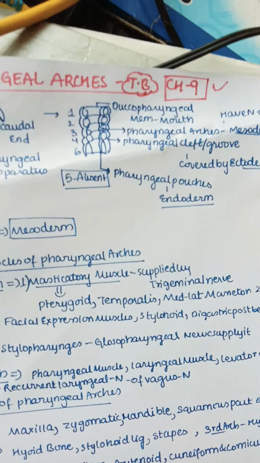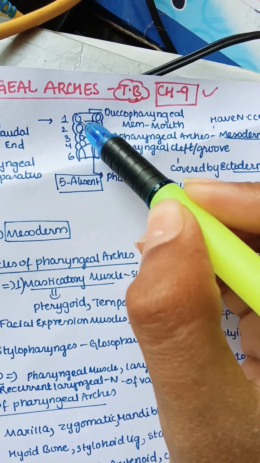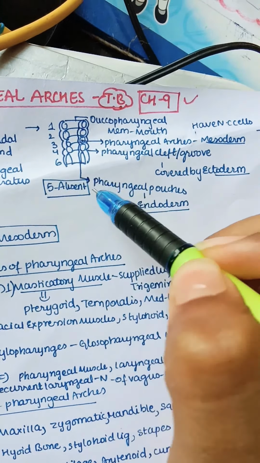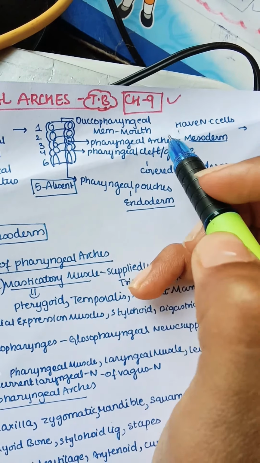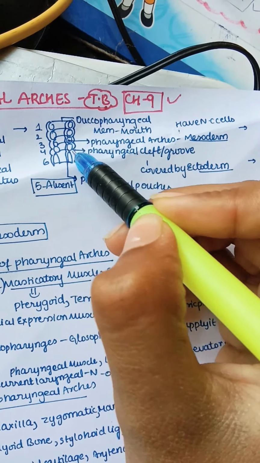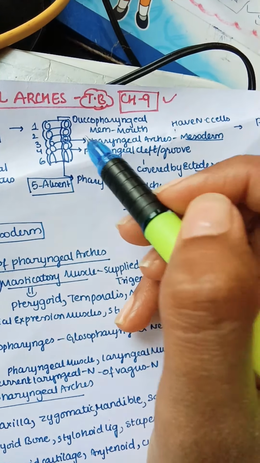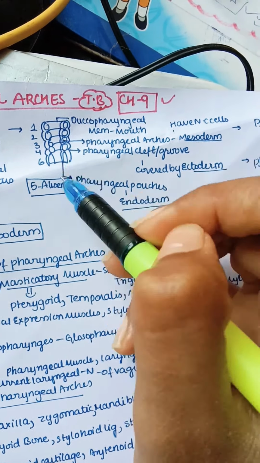First, this outer layer you can see is the ectoderm, this one is the mesoderm, and this inner lining is the endoderm. The ectodermal one is known as the pharyngeal cleft or groove, the mesodermal one is called the pharyngeal arches, and the inner endodermal one is called the pharyngeal pouch. So this is the cleft or groove, this is the arch, this is the pouch.